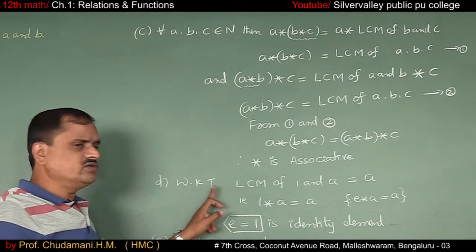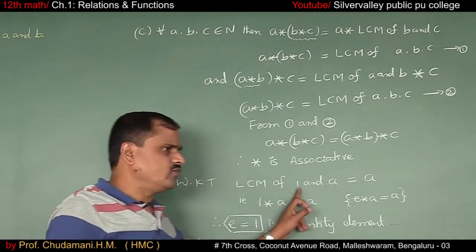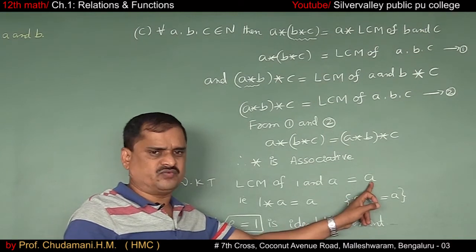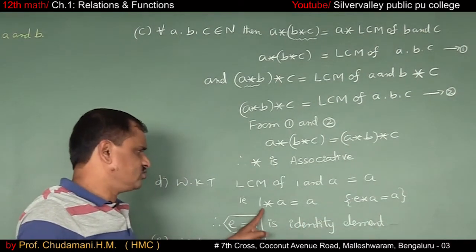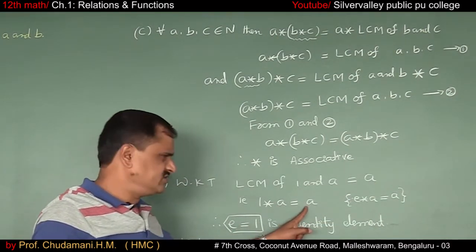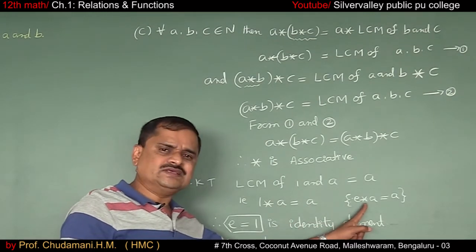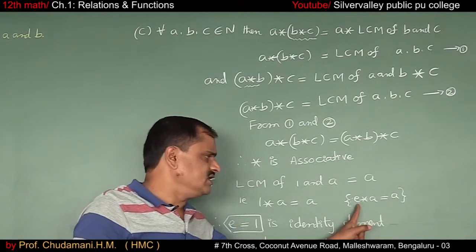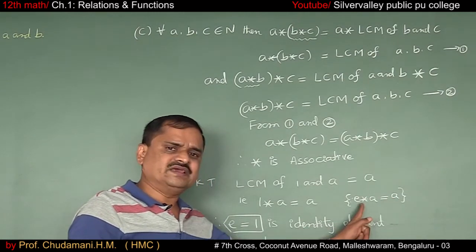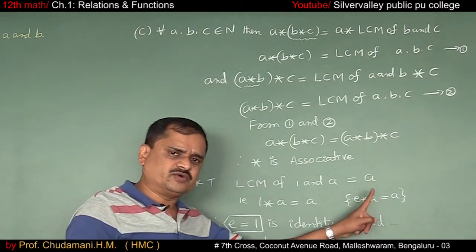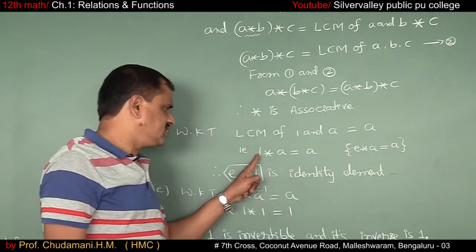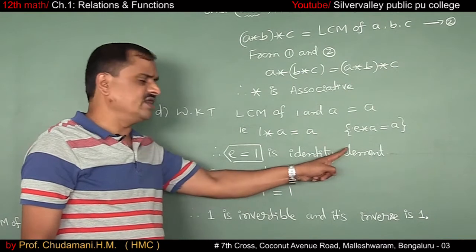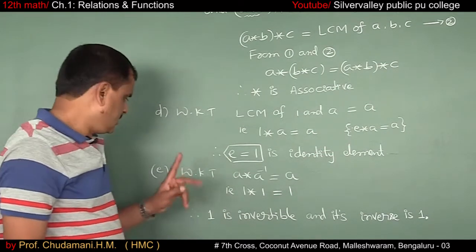Next, we know that the LCM of 1 and A is A only. LCM of 1 and A is A. That is, 1 star A equals A. This is of the form E star A equals A. By definition of identity, E star A equals A star E equals A. Therefore, E is the identity element. What is E here? E is equal to 1, which is the identity element.